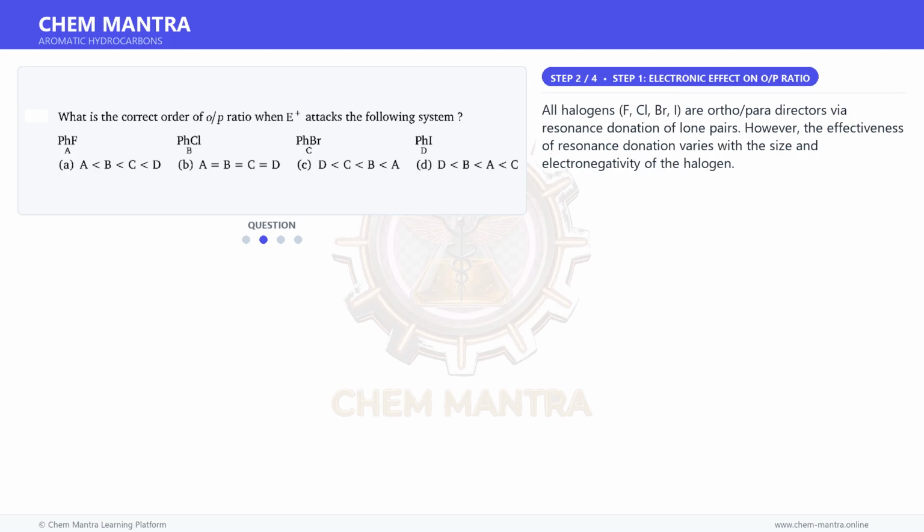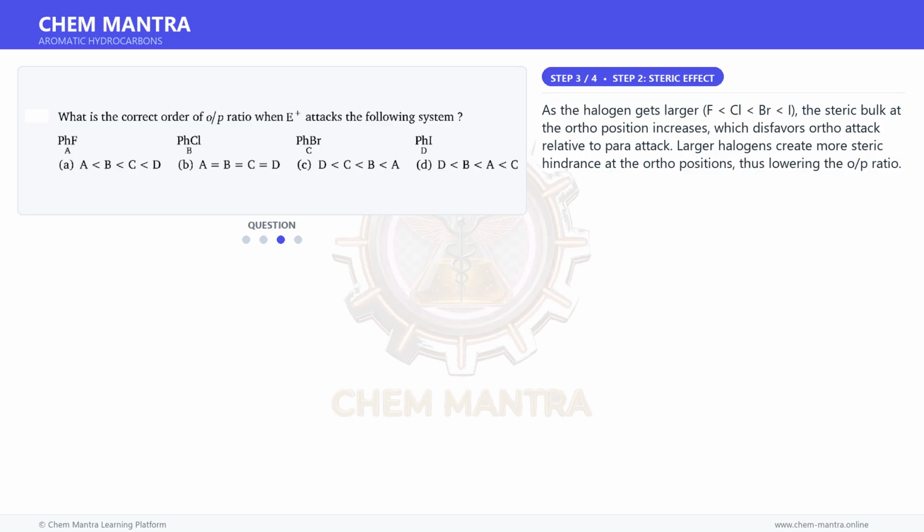All halogens, F, Cl, Br, I, are ortho-para directors via resonance donation of lone pairs. However, the effectiveness of resonance donation varies with the size and electronegativity of the halogen. Moving on to the next step.